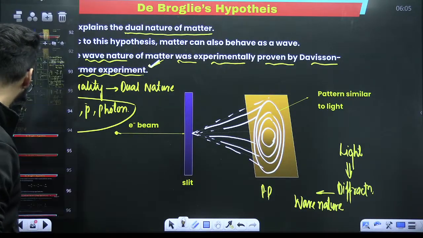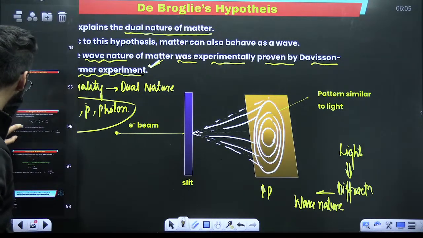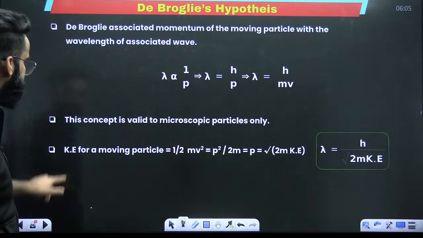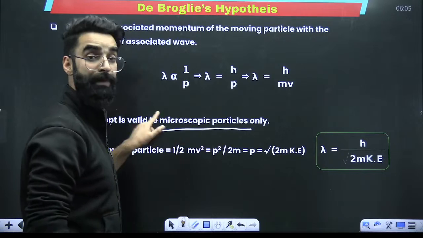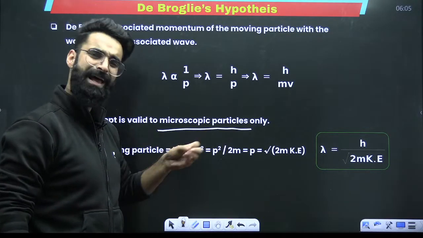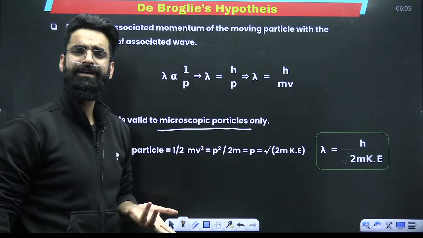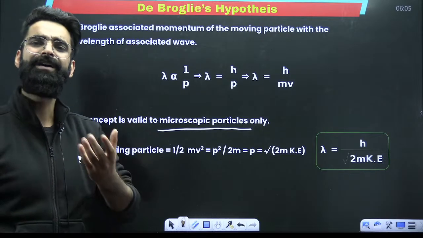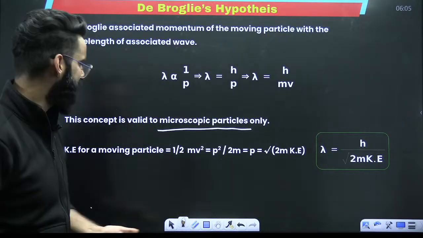Perfect. I hope you remember all the results which I gave you. See, these are all the things which I told you. This concept is valid particularly for what? Microscopic particles. Right? You can apply it to macroscopic ones as well, but you will get a negligible wavelength there. The de Broglie wavelength associated with a macroscopic particle will be negligible. That will be of no use to you.